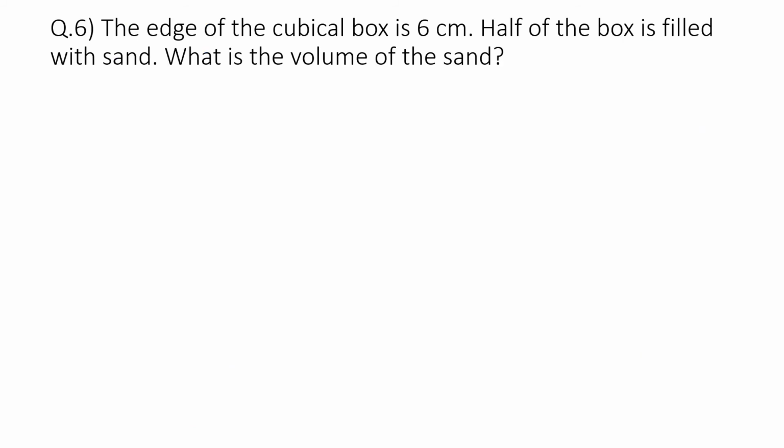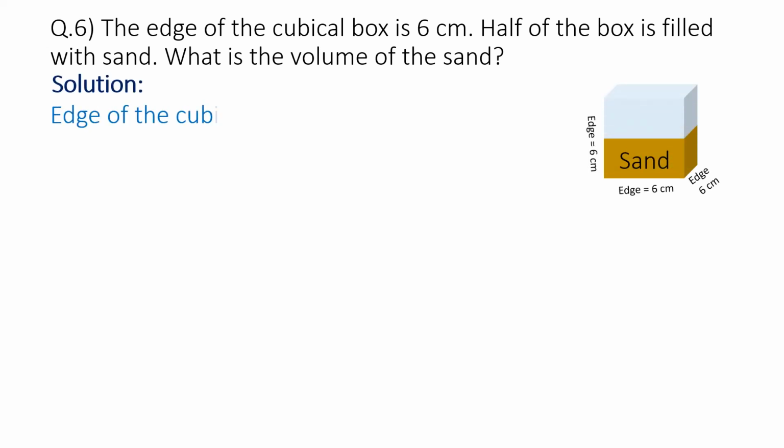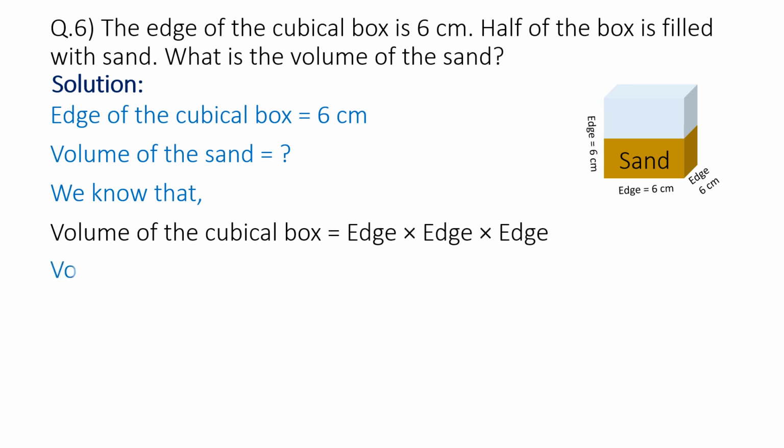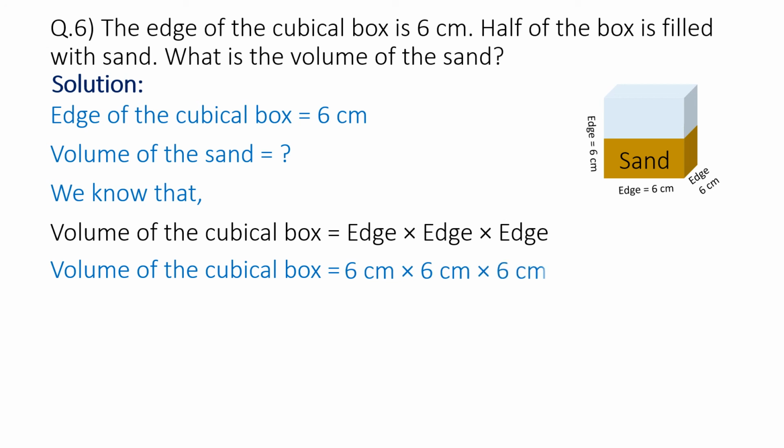The edge of the cubical box is 6 cm. Half of the box is filled with sand. What is the volume of the sand? Let's write the solution. Edge of the cubical box is equal to 6 cm and volume of the sand we have to find out. For that, first we will find out volume of the cubical box. And we know that volume of the cubical box is equal to edge multiplied by edge multiplied by edge.